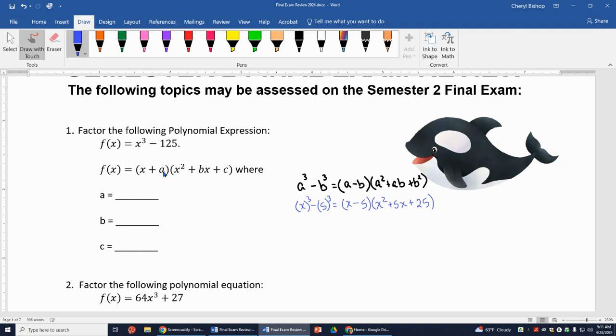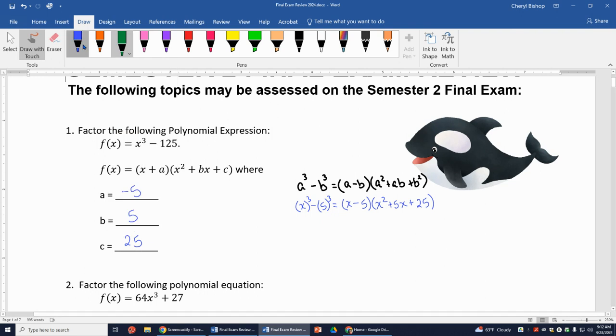So in this example, x plus a, x plus a negative 5, plus bx, plus 5x, b is 5, plus c, c is 25. So the value of a is negative 5, b is 5, and c is 25.